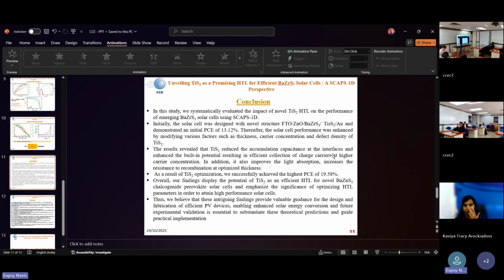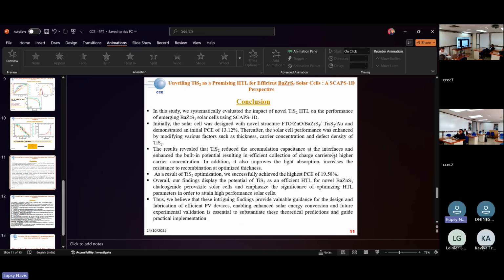The results revealed that TiS2 reduces the accumulation capacitance at the interface and enhances the built-in potential, resulting in effective collection of charge carriers at higher carrier concentration. In addition, the titanium sulfide also improves the light absorption and increases the resistance to recombination at optimized thickness. As a result, we successfully achieved an efficiency of 19.5%. Overall, our findings display the potential of titanium sulfide as an efficient hole transport layer for novel perovskite solar cells and emphasize the significance of optimizing the HTL parameters to attain high performance in solar cells.